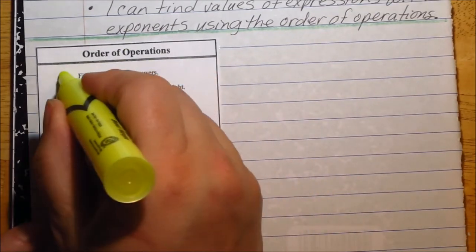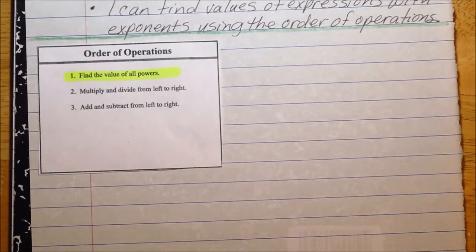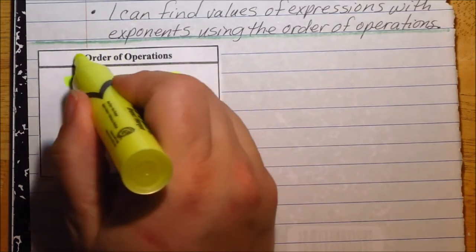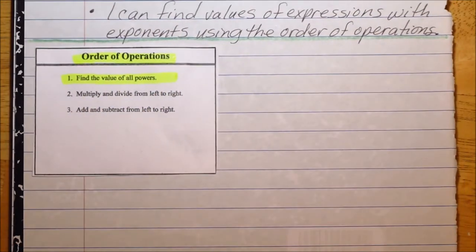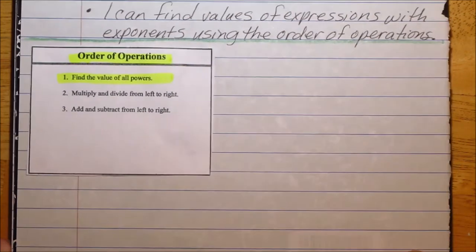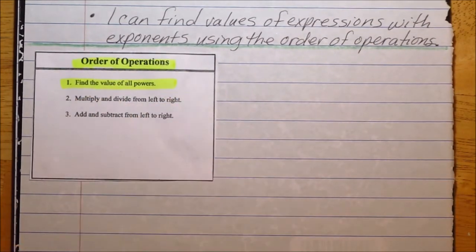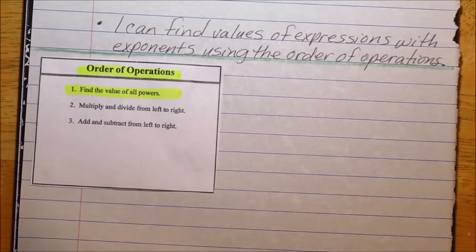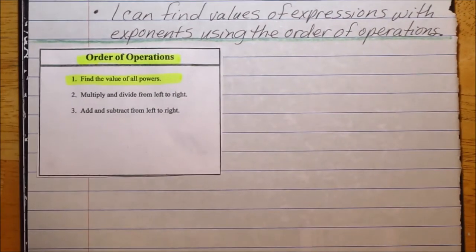Now, in lesson 1.1, I did that wrong. I meant to do that here. Oh well. You just highlight the order of operations part when you do yours. All right, so, but the value of powers is the step in the order of operations that we're adding.